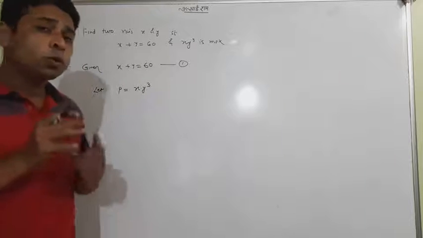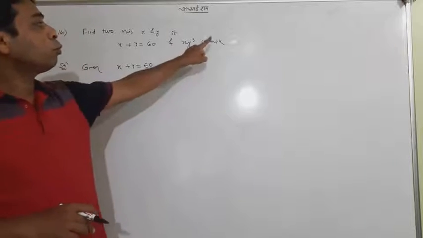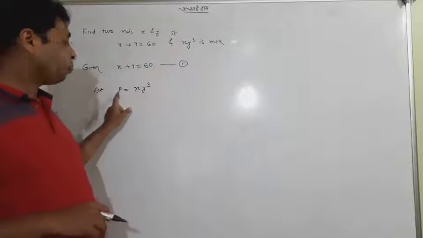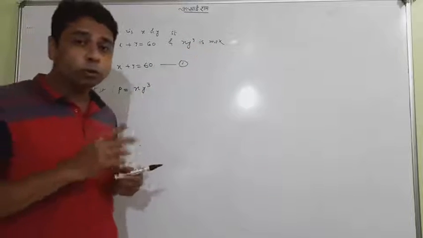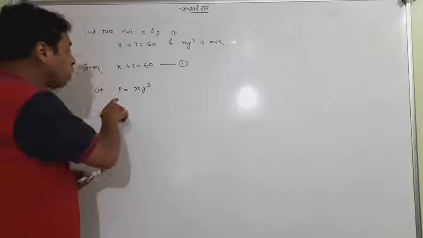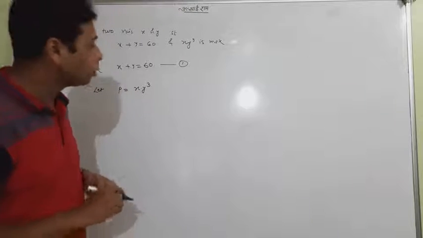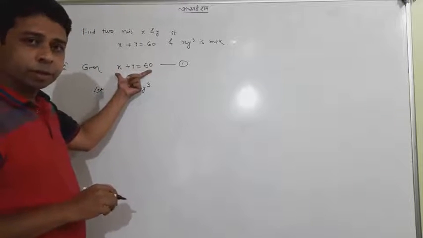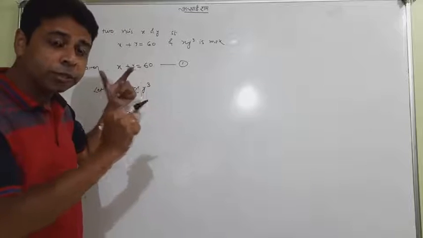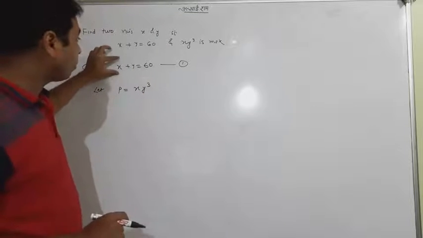Now, the question is what we have to show is maximum: p. So we want to show p is a maximum. p must be a function of either x or y, but it is a function of both. So we will take the help of the given. Given is very important. Given is very important. So we take the help of the given.